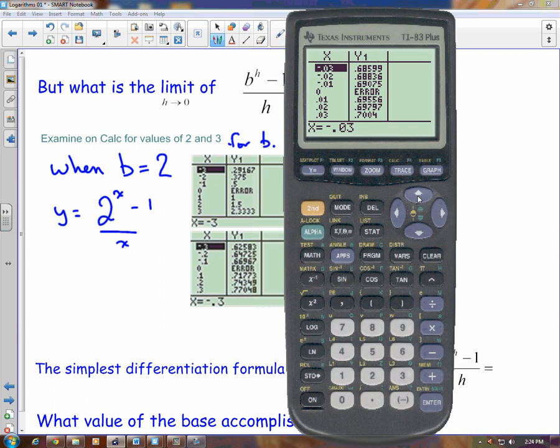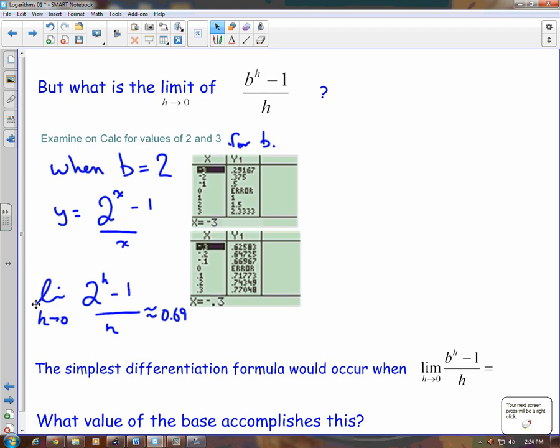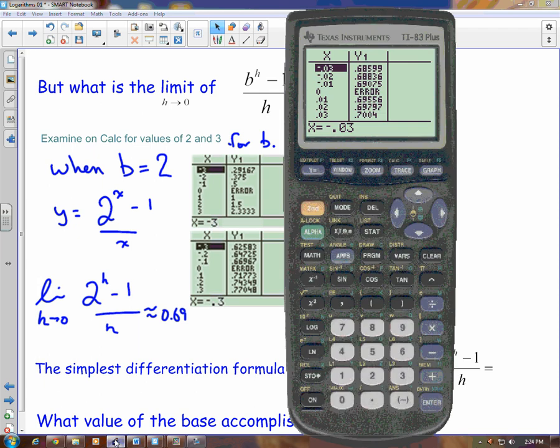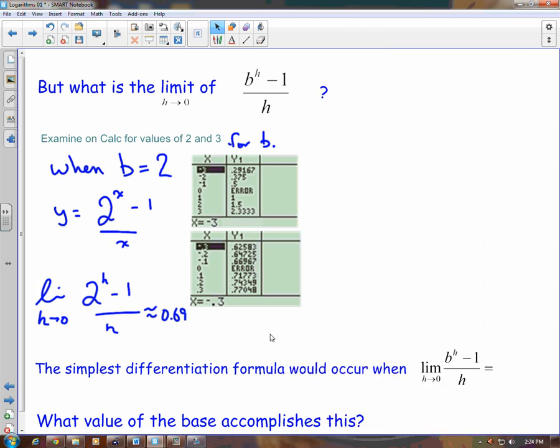So this limit, as h approaches 0, of 2 to the h minus 1 over h is getting close to 0.69 something. And I'm going to just paste that one last, oops, that's not what I wanted. No, I don't want to close it either. Take this picture and let's paste it one last time. Okay, that's kind of interesting. Now on the right-hand side, we're going to do, well, what happens if b is 3?